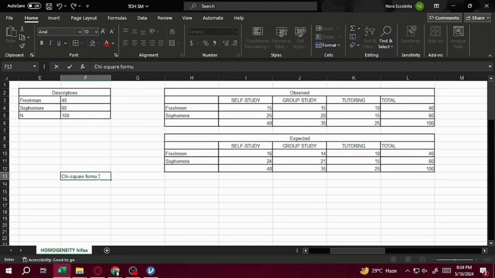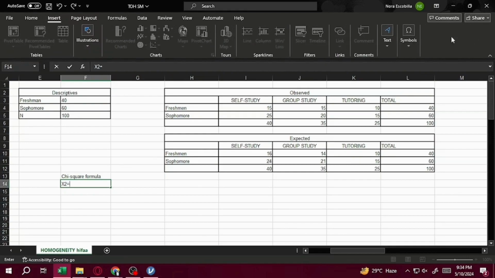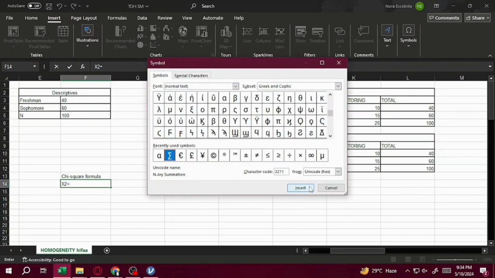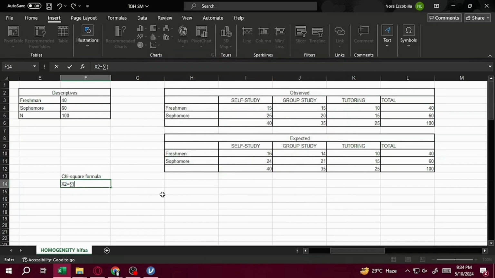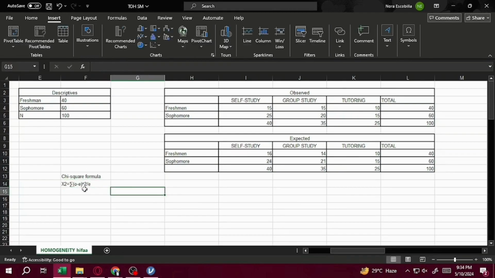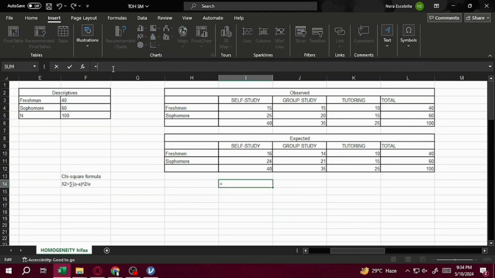So let's get our chi-squared. The formula of chi-squared is x squared or chi-squared equals the summation symbol of observed minus expected, squared, divided by expected. So let's follow the formula to get our chi-squared. First we need to find our observed value. So our observed value is 15 minus expected value 16, squared, divided by expected again 16. So we have the total of 0.0625.